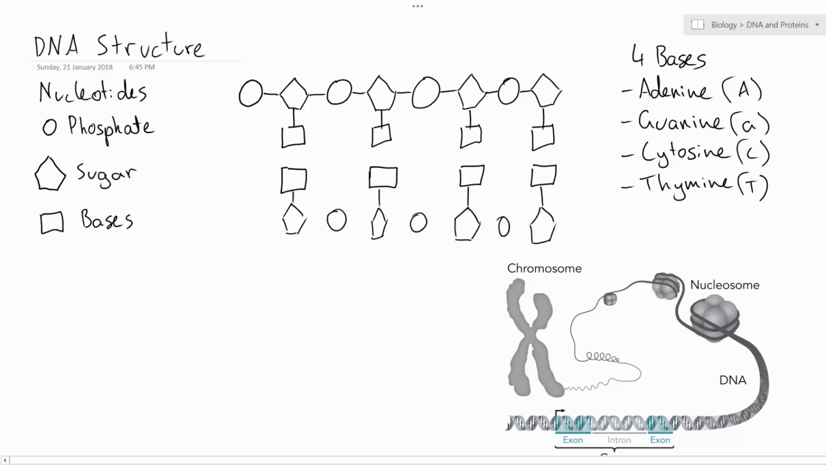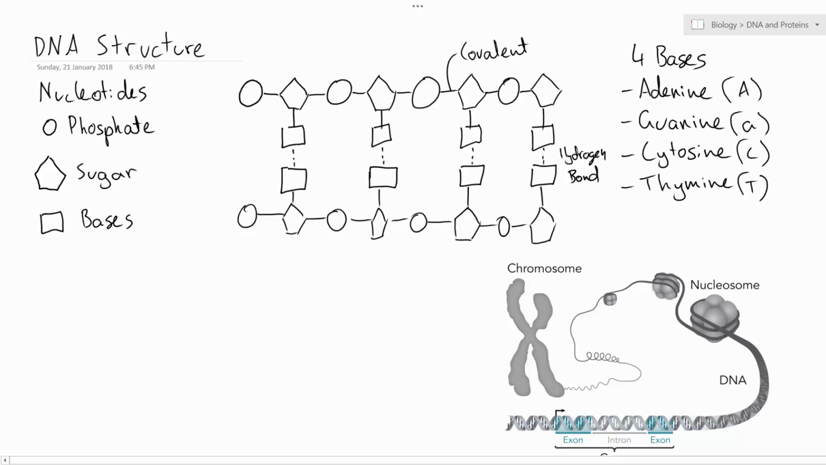I'll draw in our phosphate groups, and it will look something like this. Now the bases actually face each other, so the bases on the opposing nucleotides on the opposing strands are weakly held together with something called a hydrogen bond. So these are hydrogen bonds here, whereas these are stronger covalent bonds.